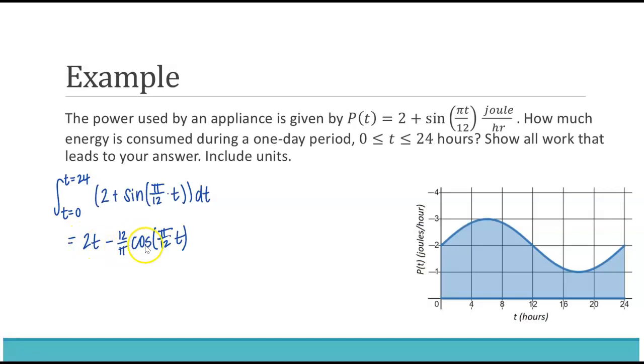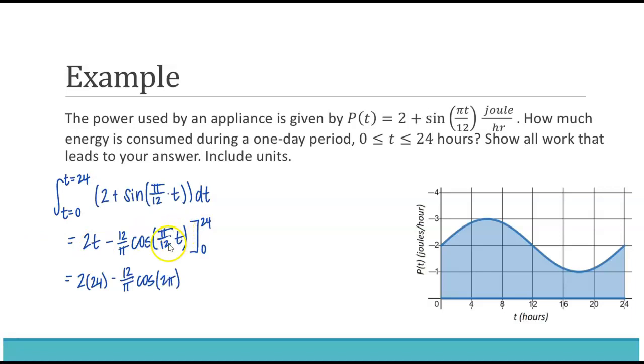So there's my antiderivative of the integrand, and it's a definite integral. So we're going to have to substitute in 0 and 24. First we're going to substitute in 24 and then 0. So we're going to have 2 times 24 minus 12 over pi cosine of 2 pi.